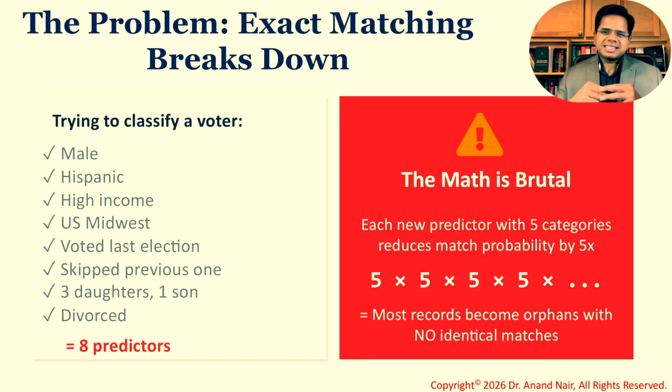The math here is absolutely brutal. Every time you add a new categorical variable with, say, 5 equally common categories, you reduce the probability of finding a match by a factor of 5. Add a few more variables and you're essentially guaranteeing that most records will be orphans with no identical twins in the training set. It's like trying to find your exact doppelganger down to the freckle. Mathematically possible, practically impossible. This is the exact Bayes procedure's fatal flaw. Theoretically elegant, but practically useless for anything beyond toy problems with 1 or 2 predictors.